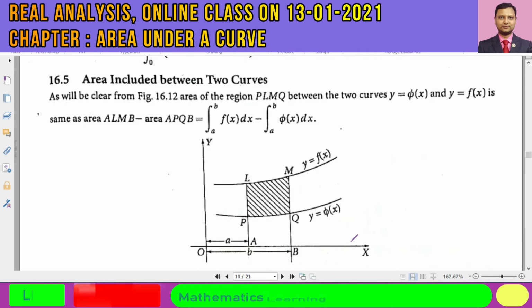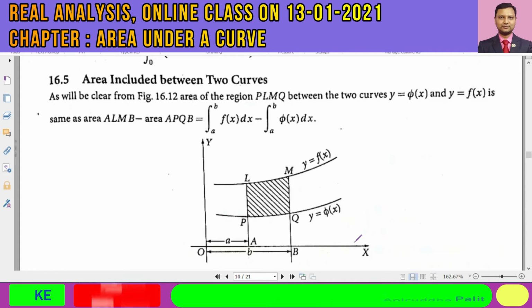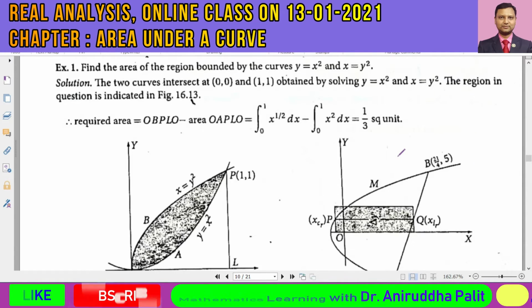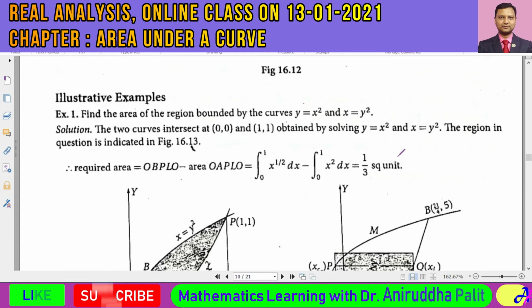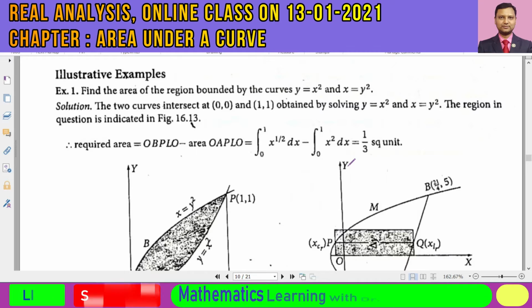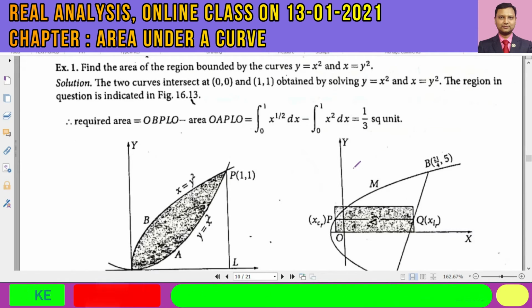I discussed this process, the area included between two curves, in the previous lecture, so I am skipping this part. However, I am going to discuss one or two examples, because this kind of examples are important as far as the exam is concerned.